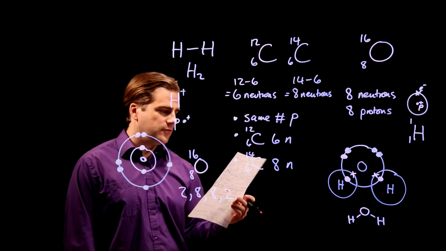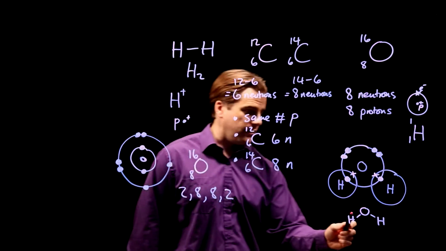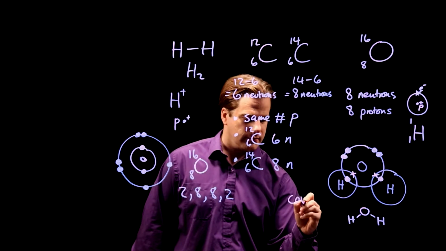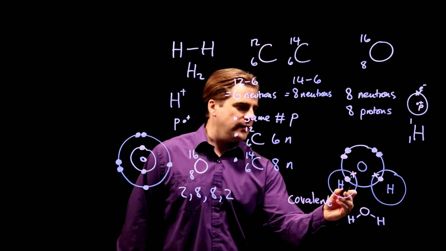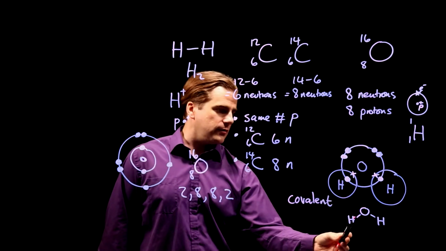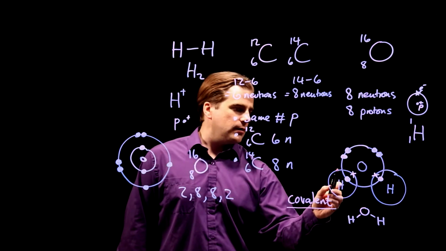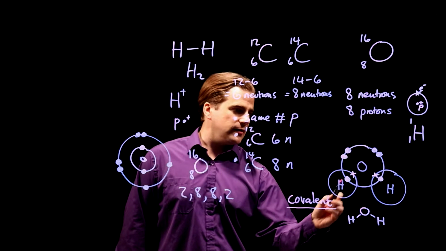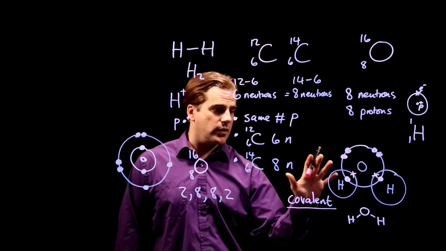Name the type of bonding in a molecule of water. I've already told you, it's covalent. Okay? These 2 electrons being shared by the 2 atoms forms a single covalent bond. When the outer shells overlap the way they do here, then you have covalent bonding.